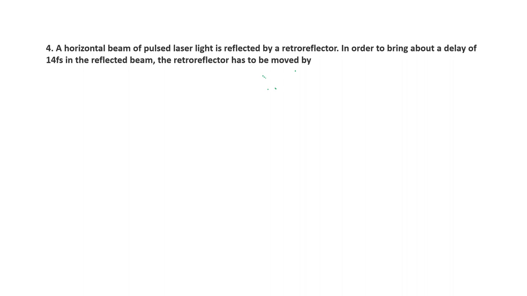What does a retroreflector do? See, a beam of light goes straight to it. It has a system of two mirrors lying perpendicular to each other. When the light is incident on this, the light goes back this way. The light is reflected at 90 degrees at each mirror, giving the reflected ray.